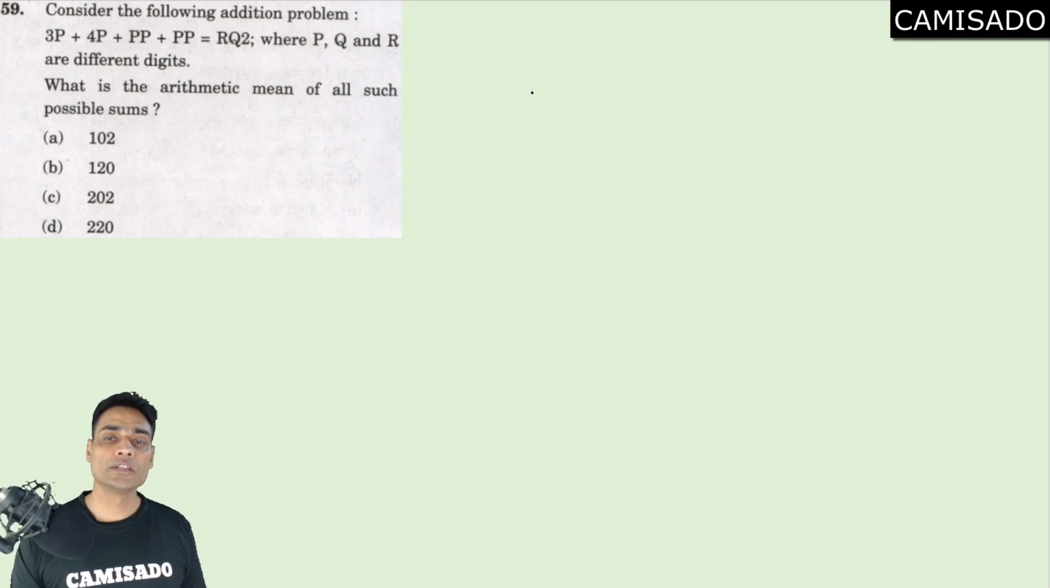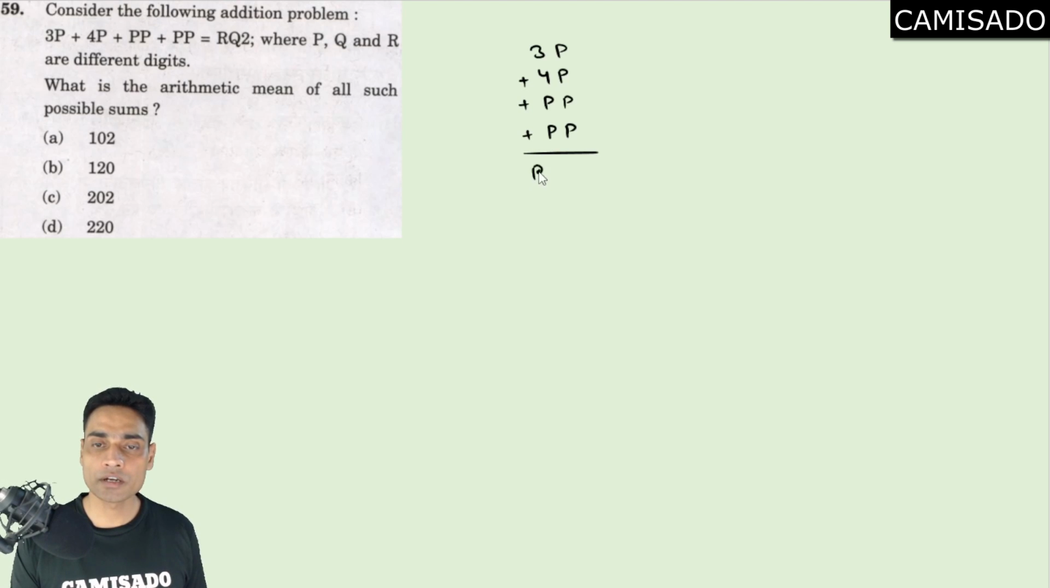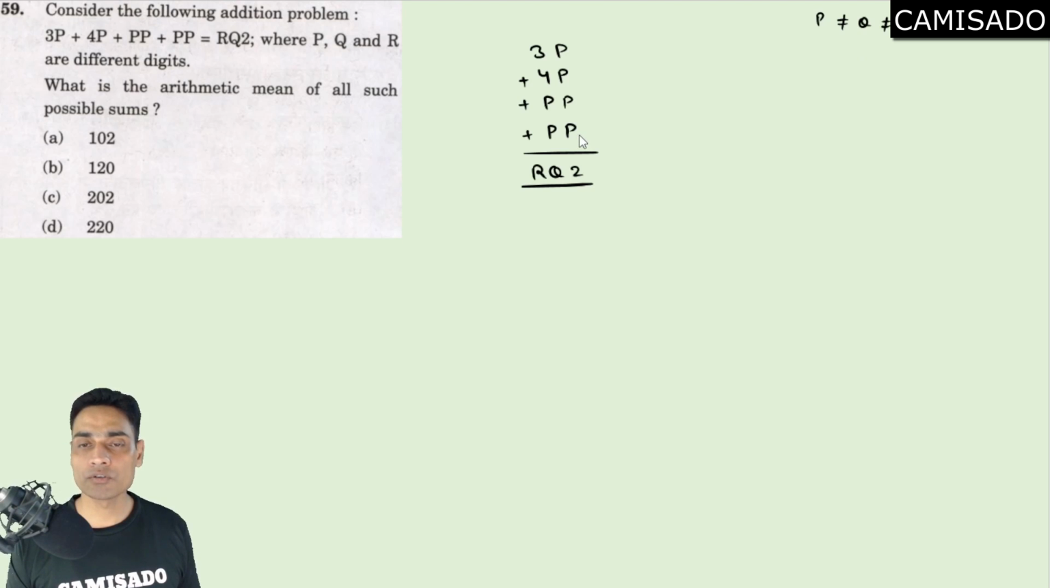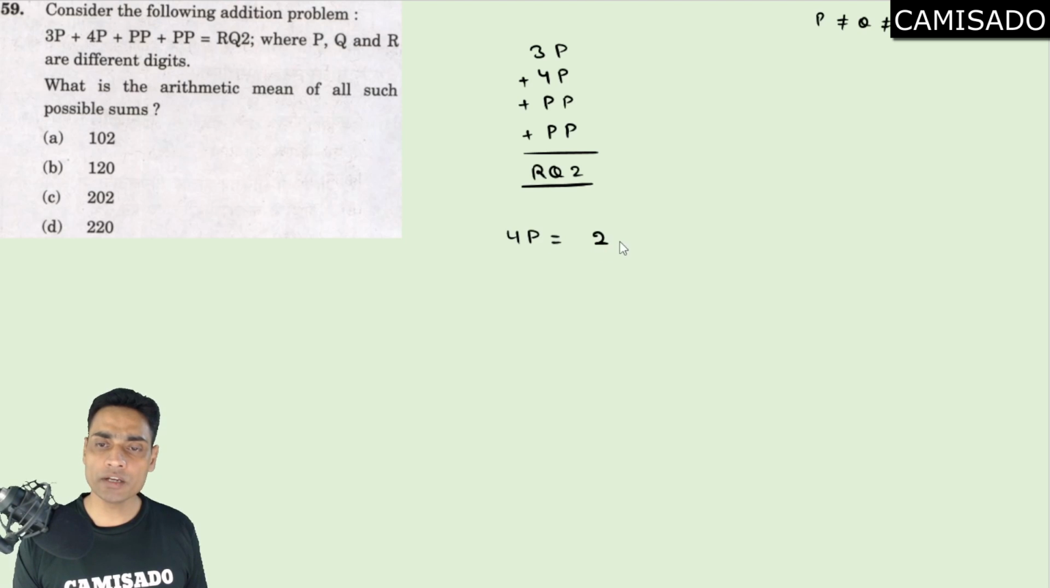Now again, this is a very good question, very different, but definitely a good question. Now 3p, okay, see 4p, pp and again pp. Now when you add all these, you will get rq2. Now what we can see here is p, q and r are different digits. So p is not equal to q, is not equal to r. These are distinct digits. So when we add p plus p plus p plus p in the unit place, you are getting 2. So I can say here the value of 4p, I am getting 2 at the unit place.